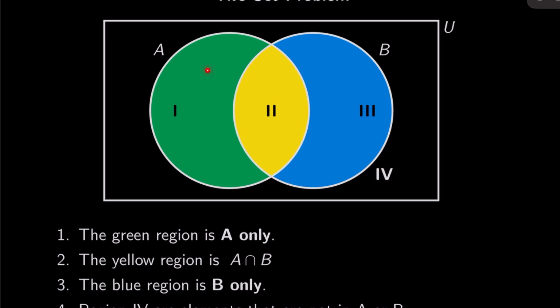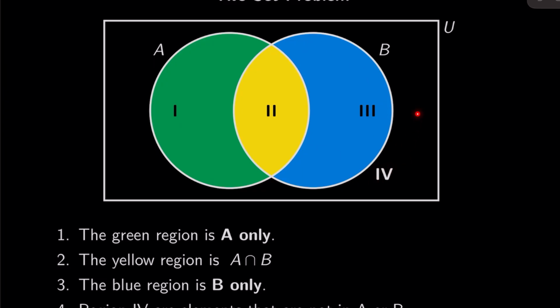The region in green, that's region I, is the region for A only. The region in yellow, that's region II, is for the intersection of A and B. That's the set of elements that are in both A and B. Now the region in blue, that's region III, is the set of elements that are in B only.